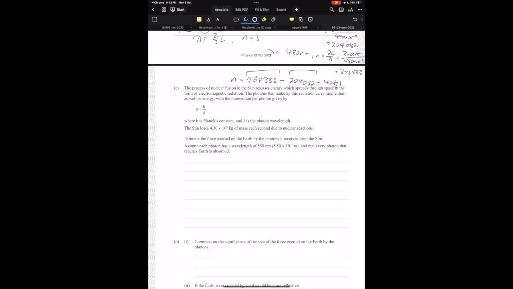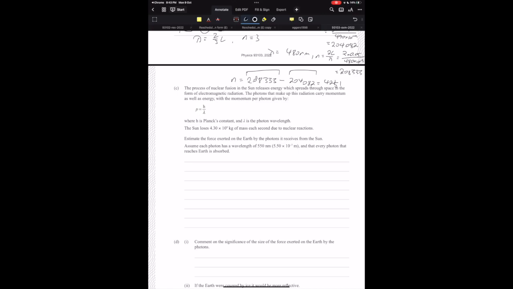So again, at first glance, looking at this question, it is sort of very hard to understand what the path to solving it is. They've asked us to figure out the force exerted on the Earth, but we don't know too much other than the fact that the sun is emitting so and so amount of energy due to so and so amount of mass loss.